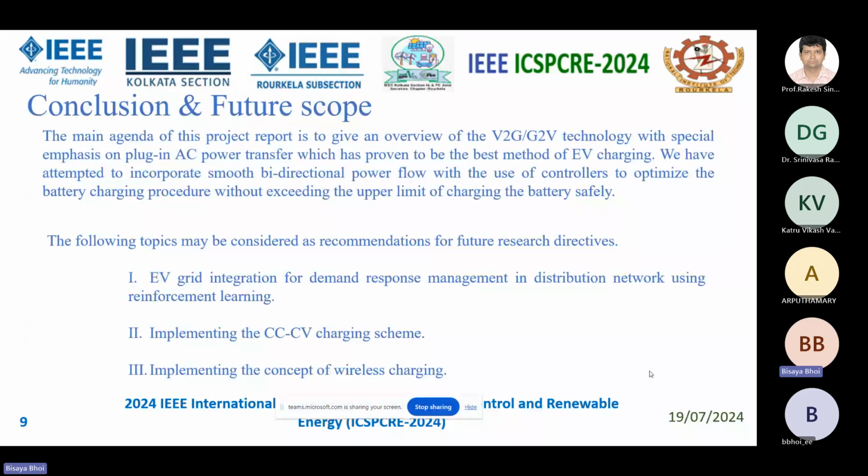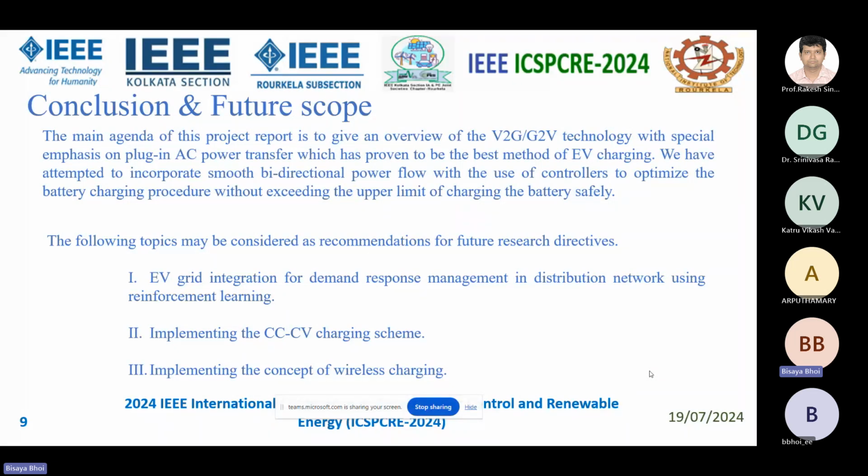The main agenda of this project is to give an overview of V2G and G2V technology, with special emphasis on plug-in AC power transfer, which has proven to be the best method of EV charging. We have attempted to incorporate smooth bidirectional power flow with controllers to optimize the battery charging procedure without exceeding the upper charging limit, for battery safety. The future scope is EV integration with demand response management in the distribution network, implementing the CCCV charging scheme, and implementing wireless charging.